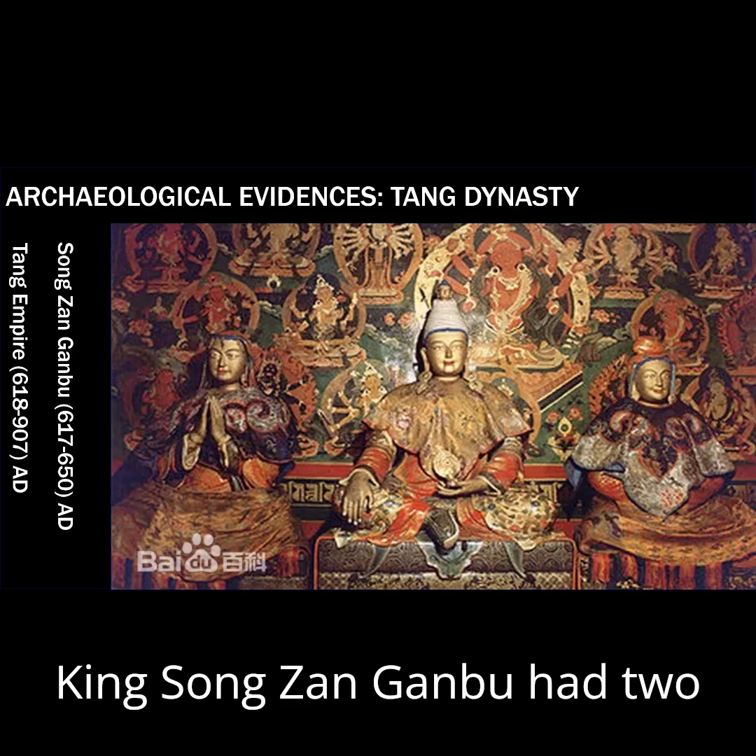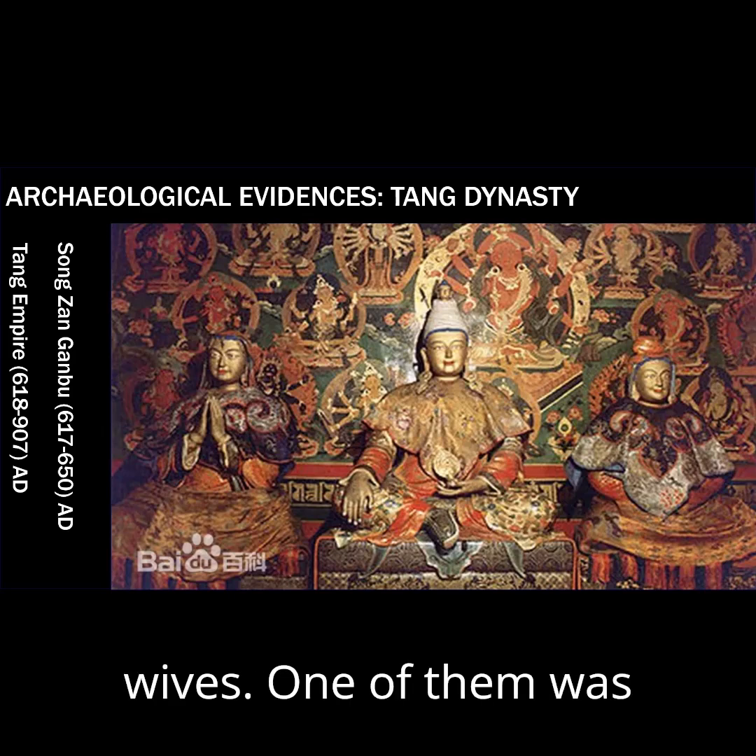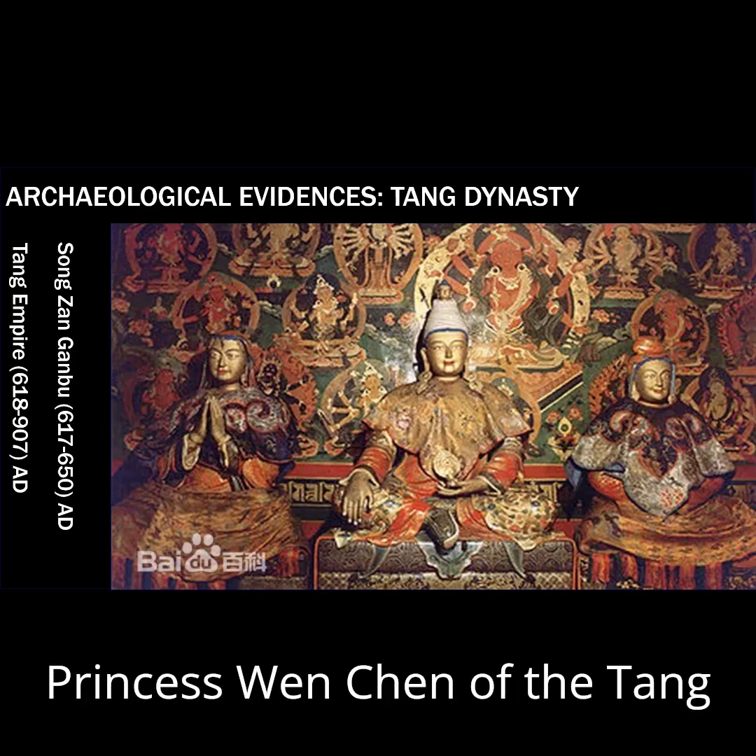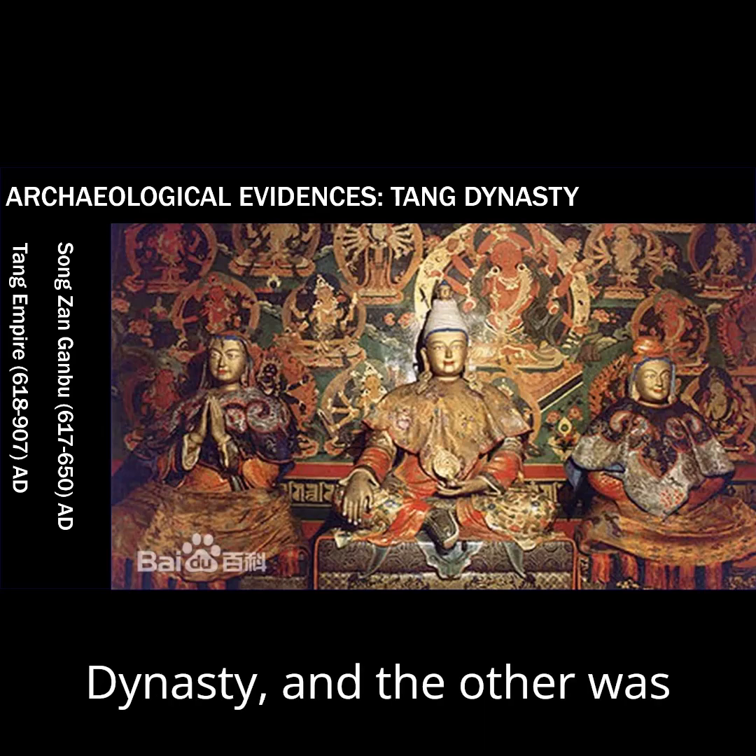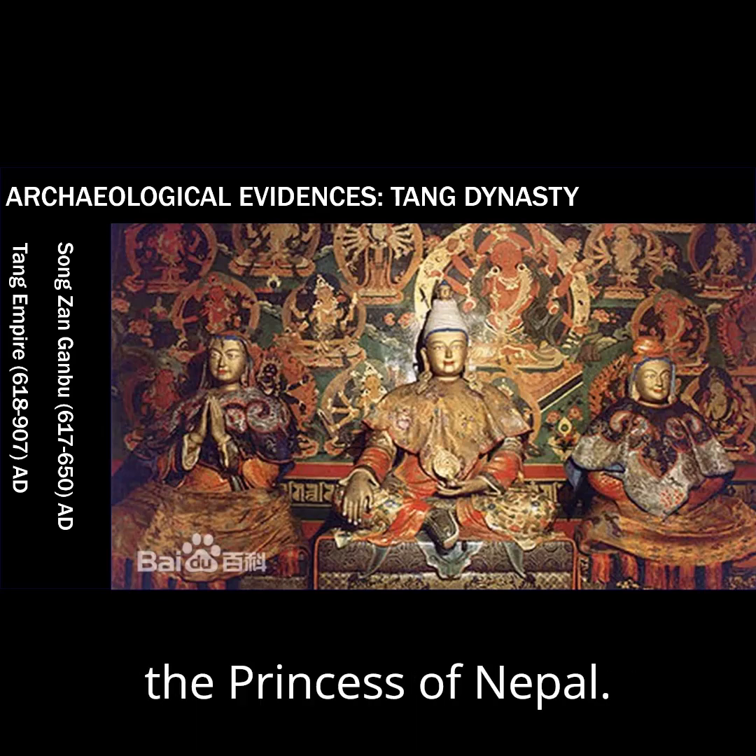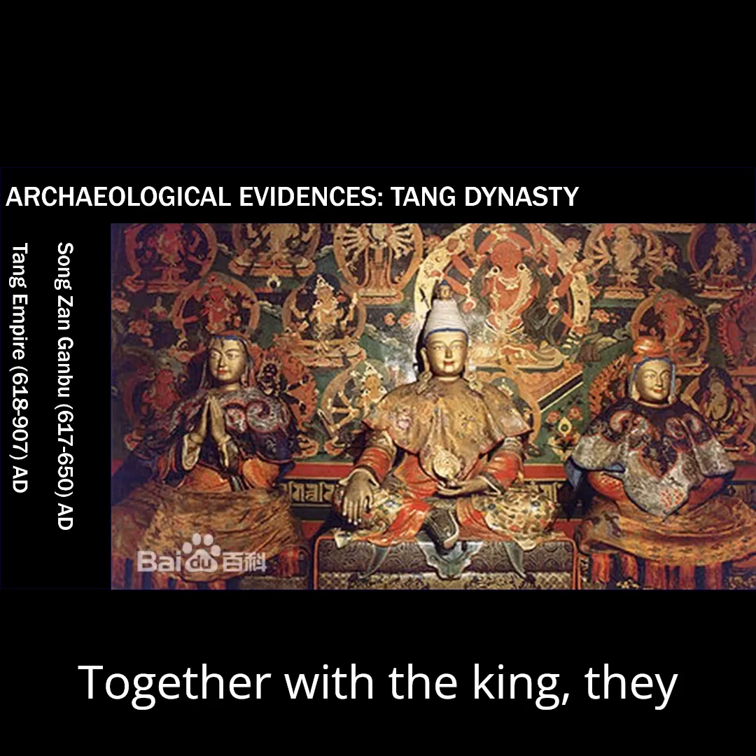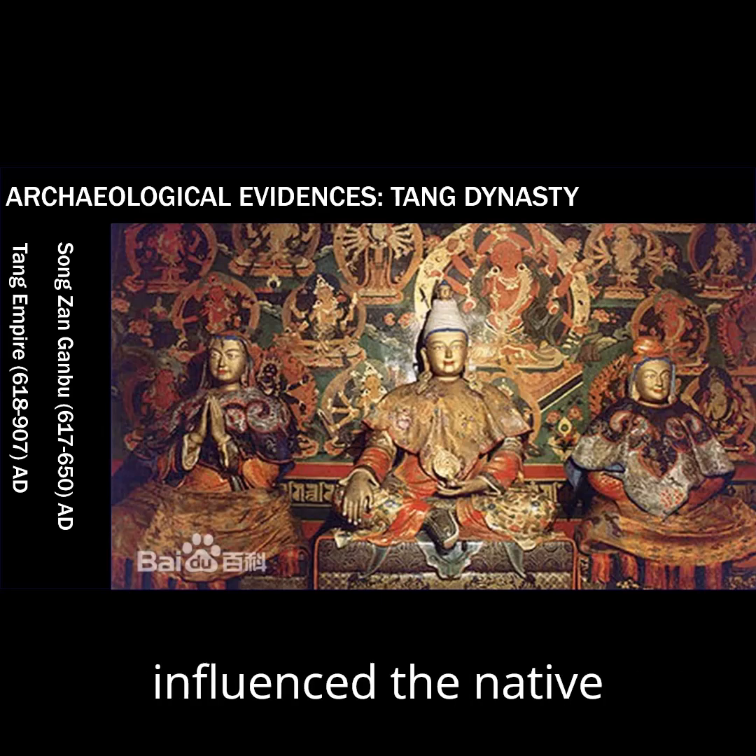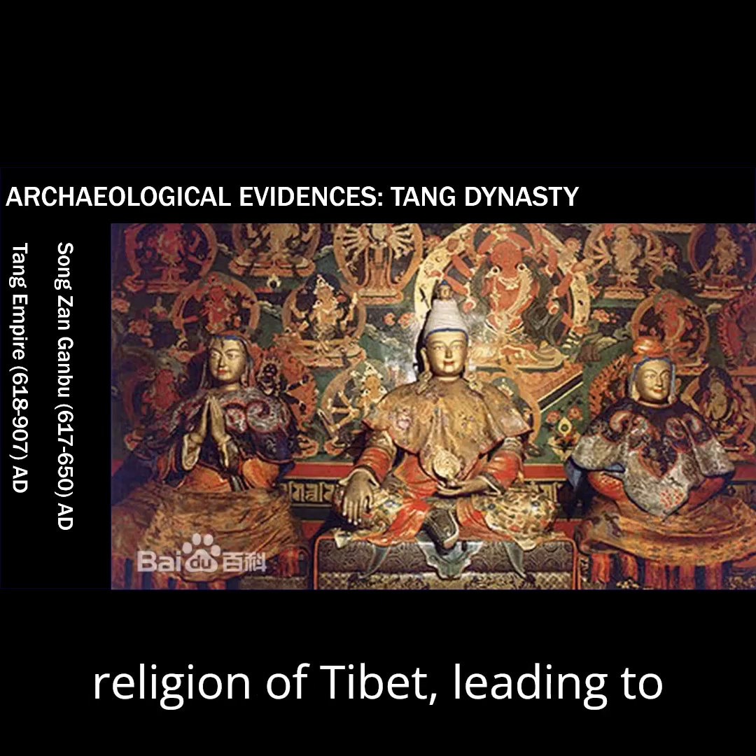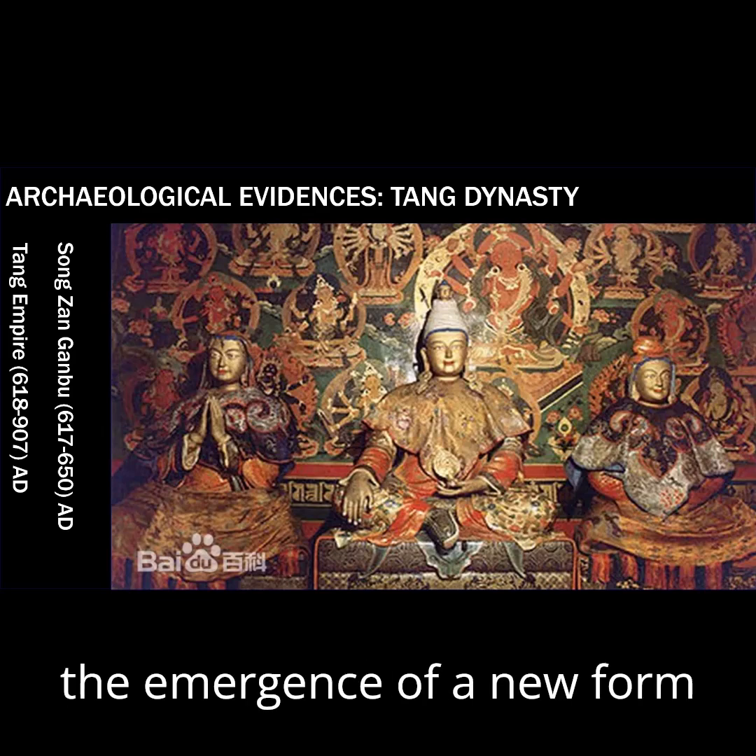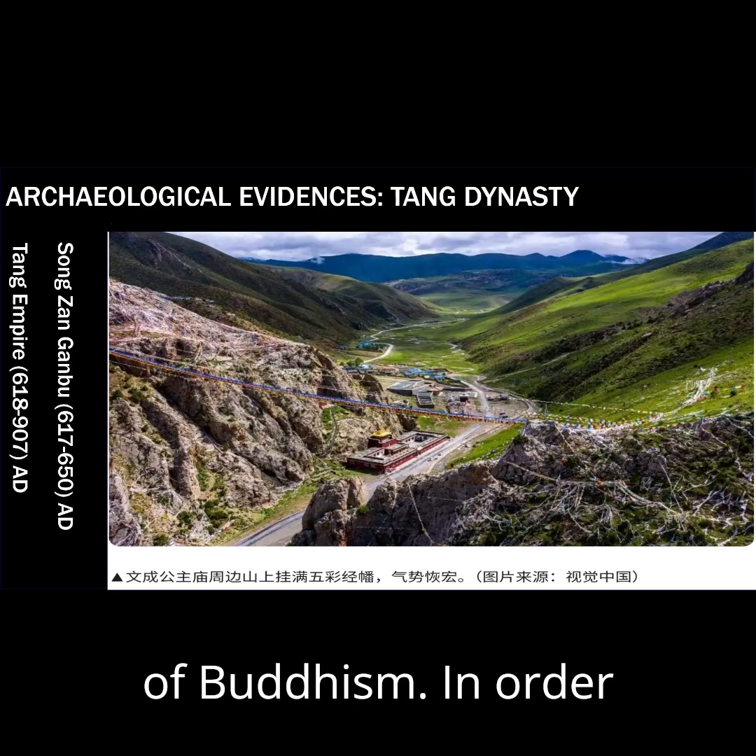King Sung Zang Ganbu had two wives. One of them was Princess Wanchen of the Tang Dynasty, and the other was the Princess of Nepal. Together with the king, they influenced the native religion of Tibet, leading to the emergence of a new form of Buddhism.